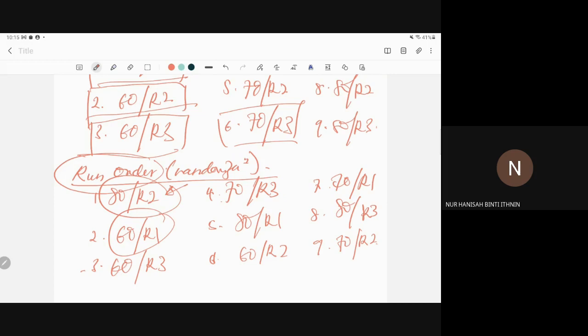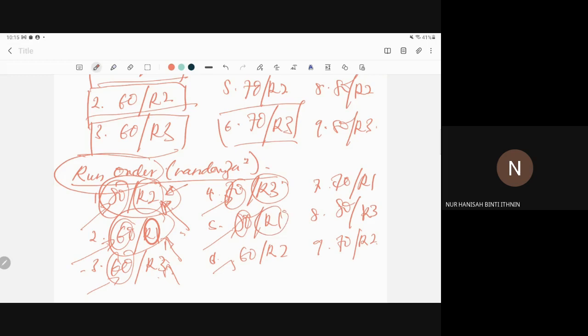Because it is a completely randomized design, the randomization is between the treatments and also the replication. You can see that the treatments are randomized: 80, 60, 60, 70, 50. It is not systematic. And the replication is also randomized: rep 2, rep 1, rep 2, rep 3, and then rep 3 again, back to rep 1.